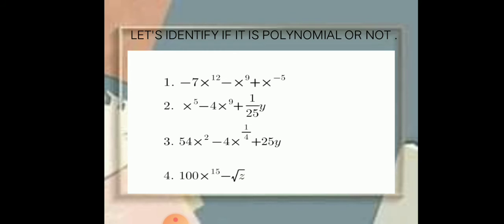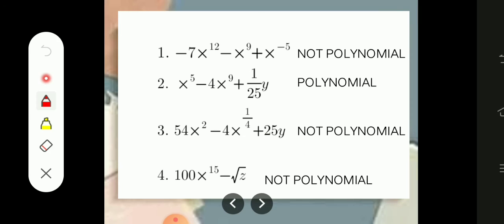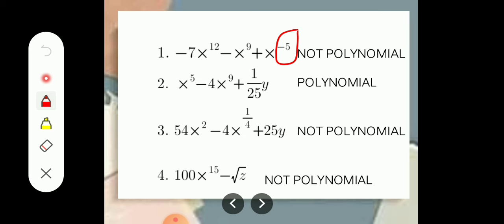So let's see. Number 1, negative 7x to the power of 12 minus x to the power of 9 plus x to the power of negative 5. Why not a polynomial? Because there is a negative exponent, the negative 5. So that is not a polynomial.